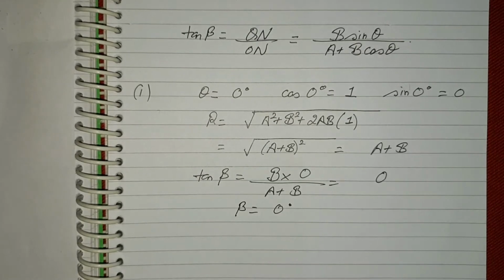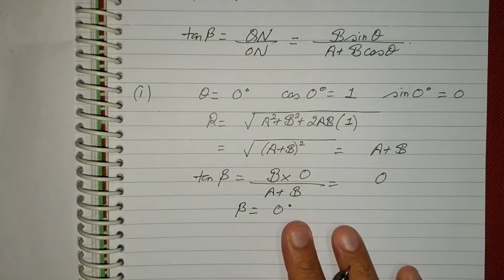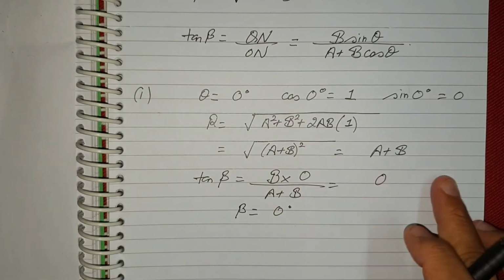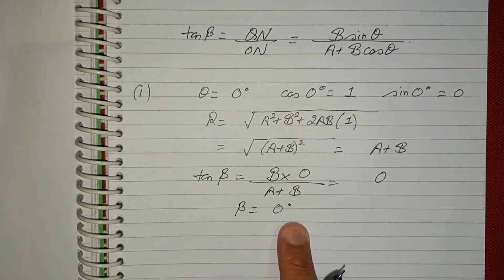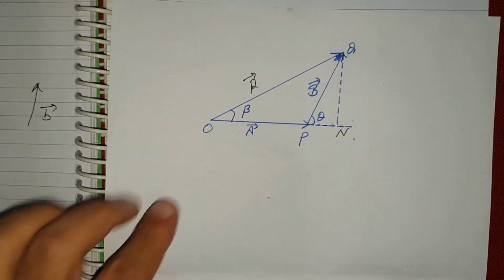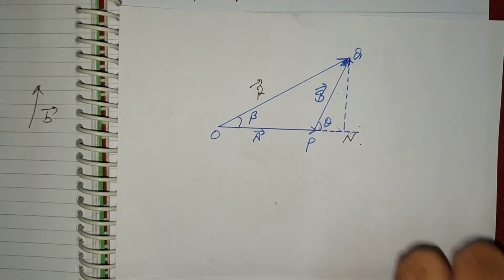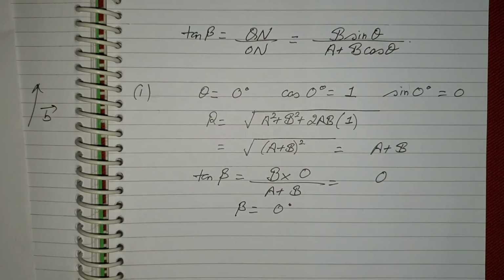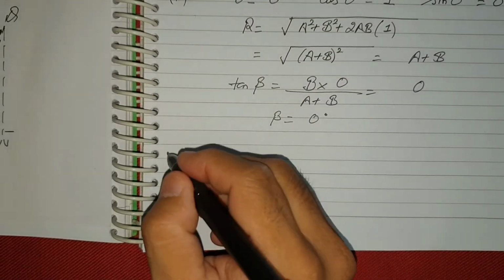Now you can see that for two vectors acting in the same direction, the magnitude of the resultant vector is equal to the sum of the two vectors and acts along the direction of a and b, because beta is 0. So beta is 0 means this angle is 0, so the resultant will be in this direction only. Okay. Now, second case, when they are acting in opposite direction.